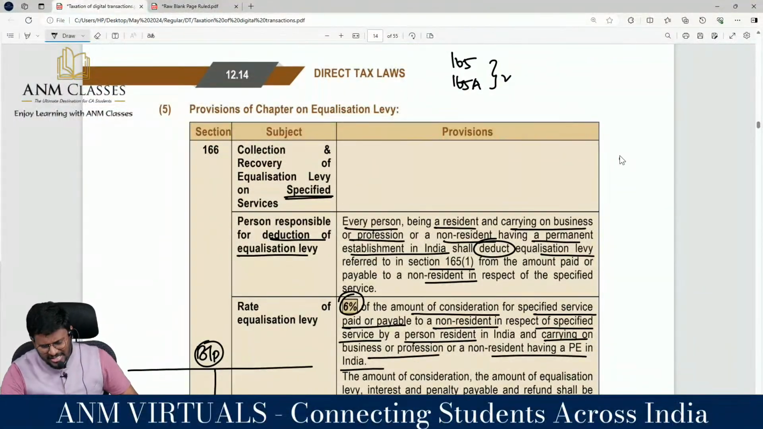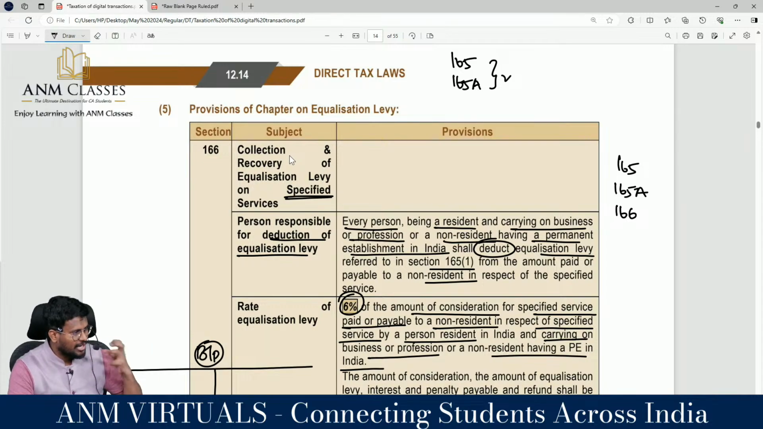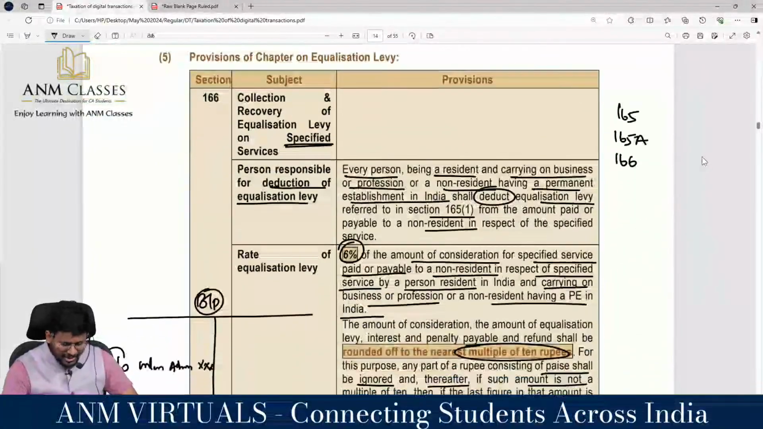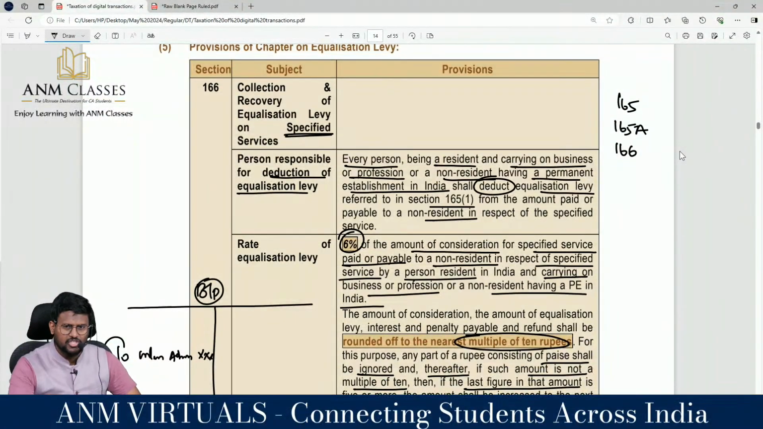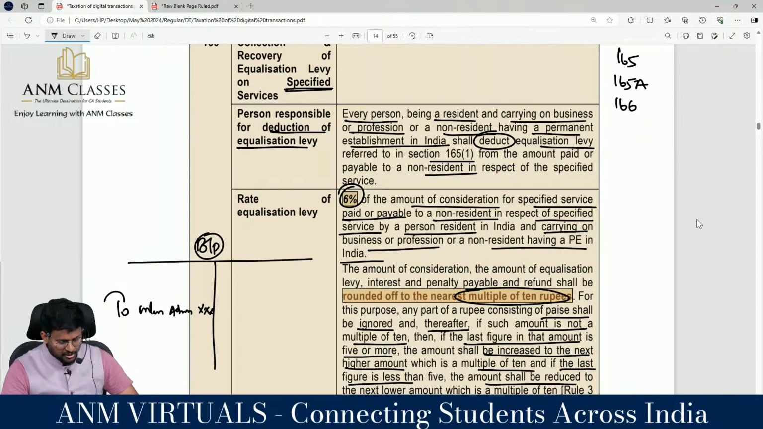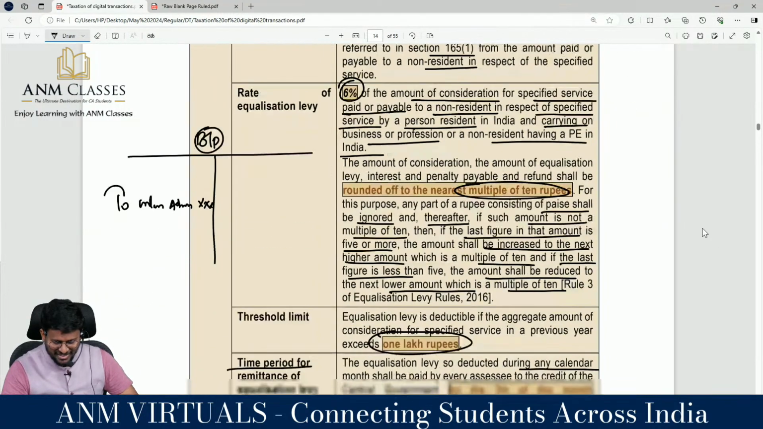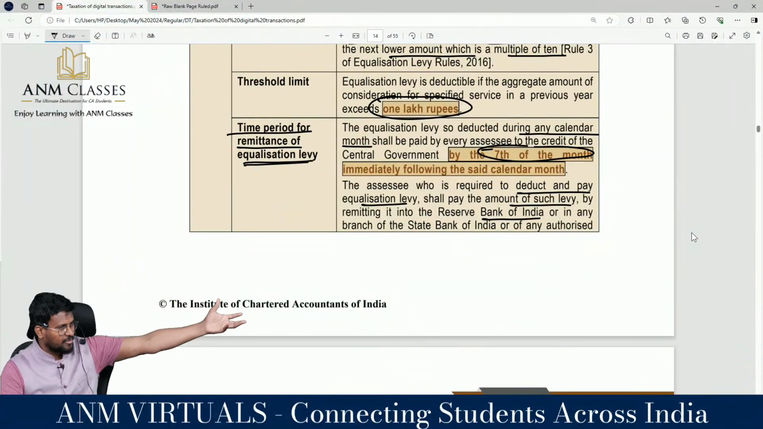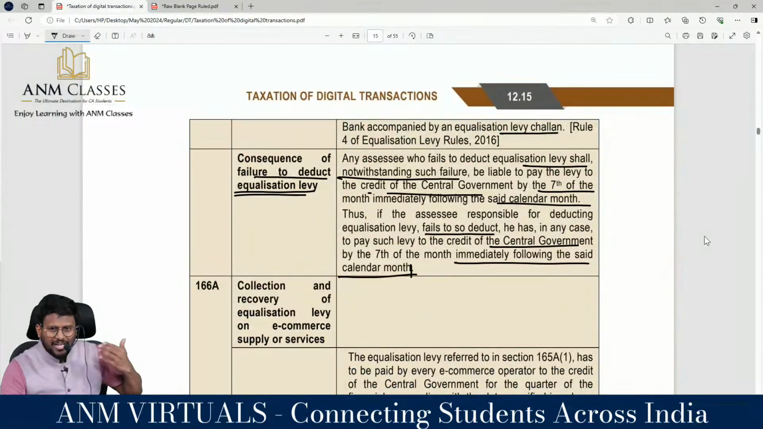So section 165 specified services, 165A e-commerce supply of services, 166 collection and recovery of equalization levy. I give the heading, you answer. Who is the person responsible for deduction of equalization levy? The specified person. You escaped. What is the rate of equalization levy? 6%. Threshold limit: 1 lakh. What is the time period for remittance of equalization levy? 7th of the month. What are the consequences of failure to deduct equalization levy?